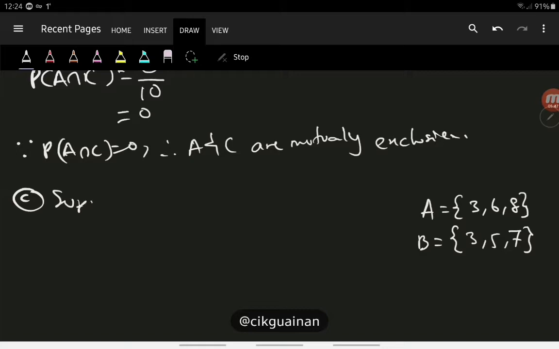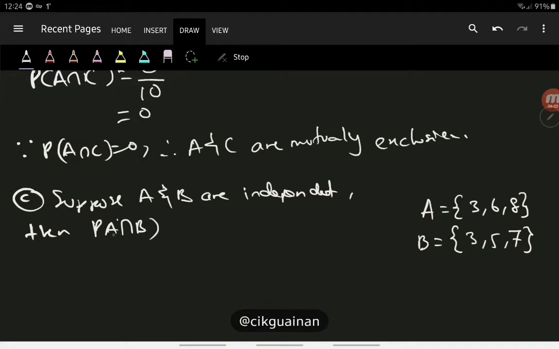So suppose A and B are independent of each other, then P(A intersect B) equals P(A) multiply P(B). Okay, so over here we have this as our left hand side and we have this one as our right hand side.